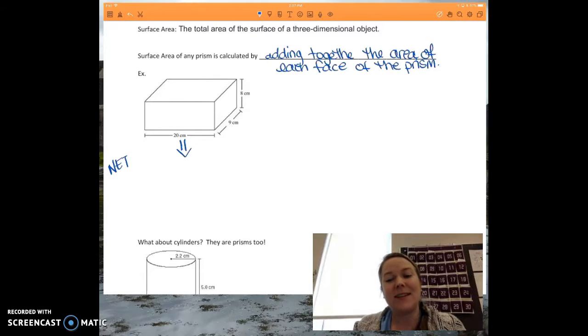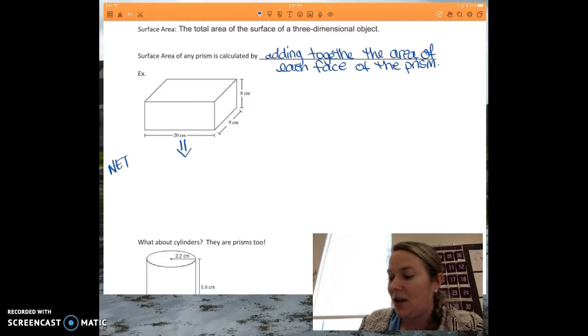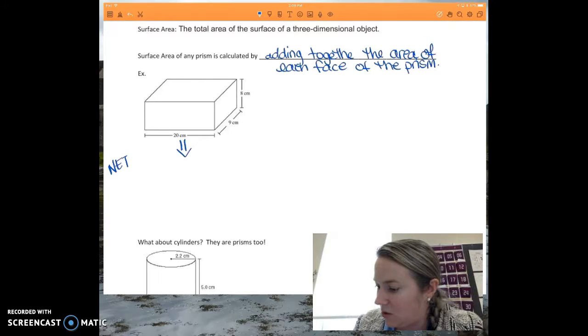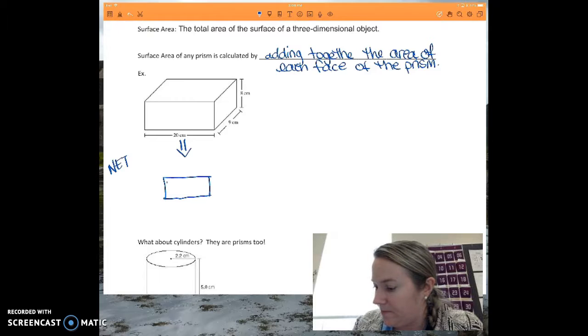A net is an all-in-one two-dimensional representation of a three-dimensional shape. A net is something that if you fold it up, it will create that exact shape. So the net of this is going to look like we're going to have one rectangle. We'll say that's 20 by 8. So that's this front piece.